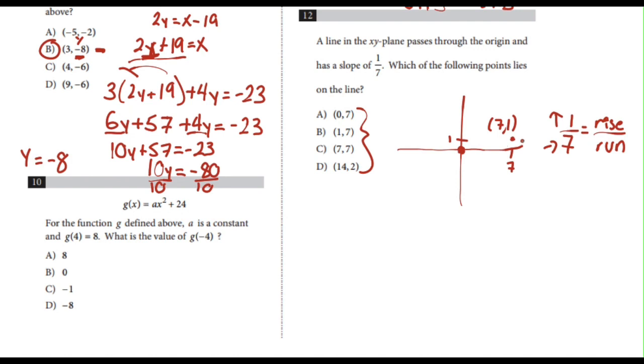So we can apply the slope one more time for a point all the way over here. The y value will be 2 because we're going up 1 more. And the x value will be 14. And the coordinate for this point will be 2, 14. Or, other way around, 14, 2. The x value comes first, then the y value comes second, and the answer will be answer choice D.